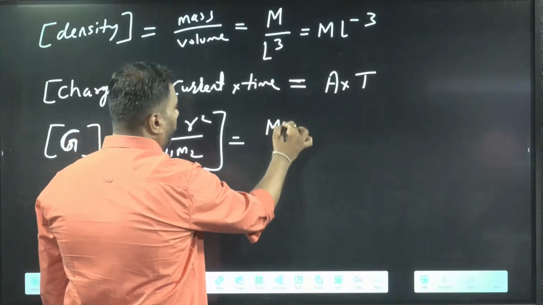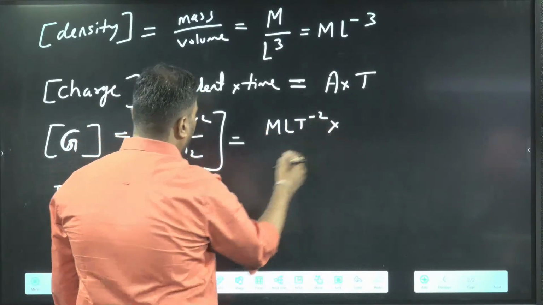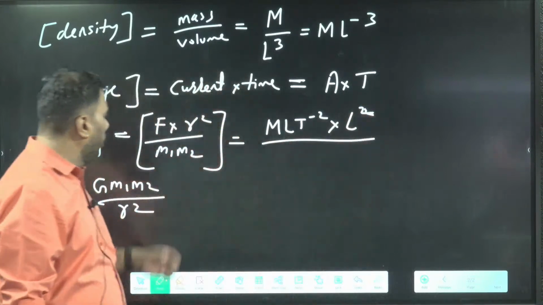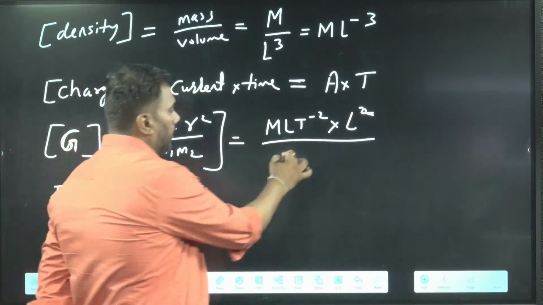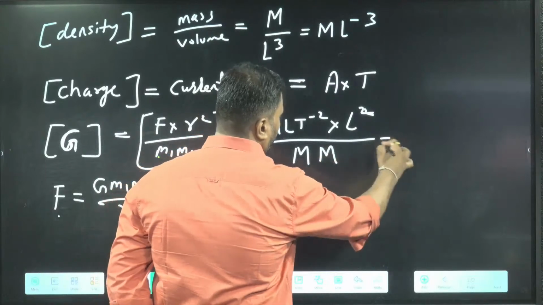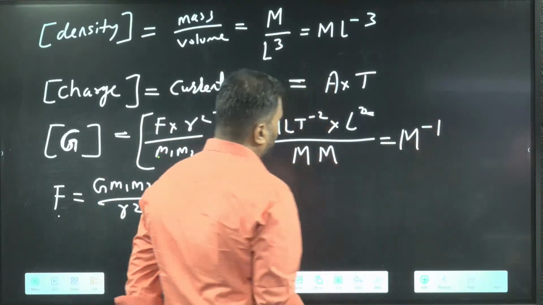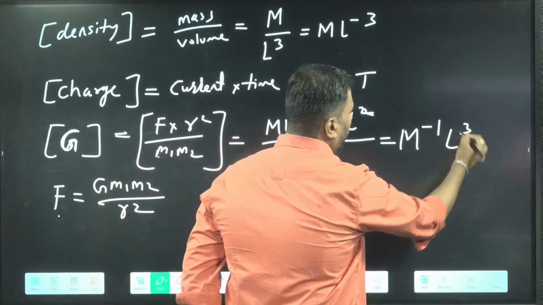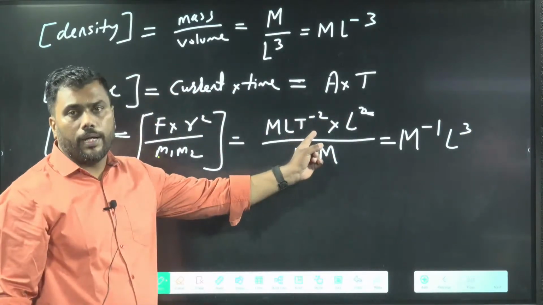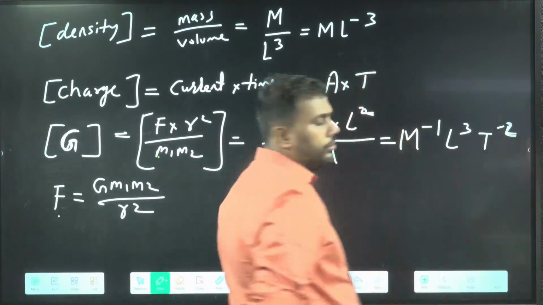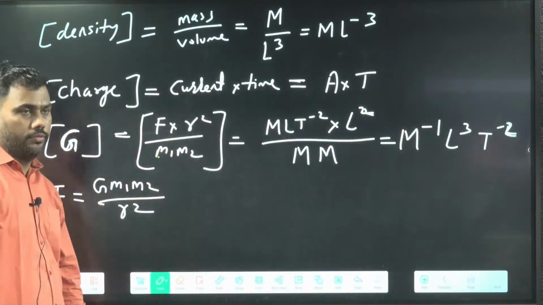So dimensions of force are MLT to the power minus 2, into r square, that is L square, whole thing divided by the product of masses, M into M. So if you just rearrange this, M to the power minus 1, L to the power 3 and T to the power minus 2. This is the dimension of the universal constant of gravitation.